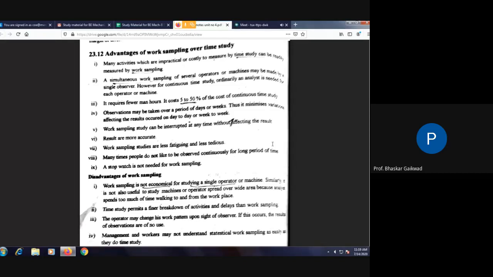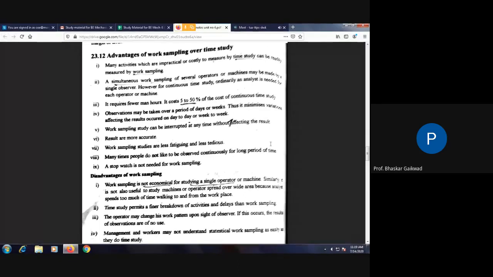Actually, in time study, whenever the assembly is there, we can split it and measure the time of individual elements. But here we cannot do like this. The operator may change his work pattern upon sight of the observer, and if this occurs, then the results of the observations are of no use.